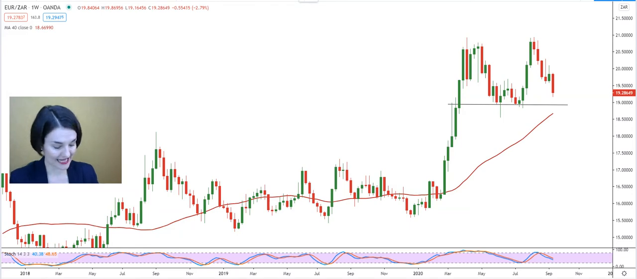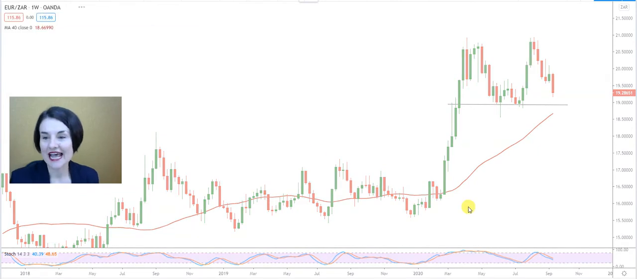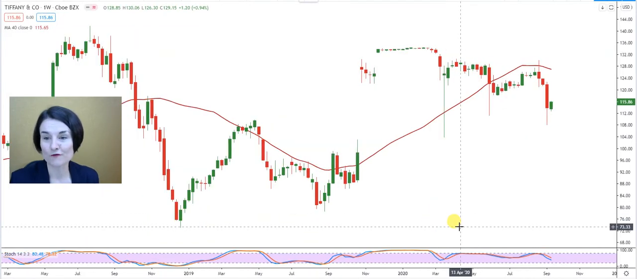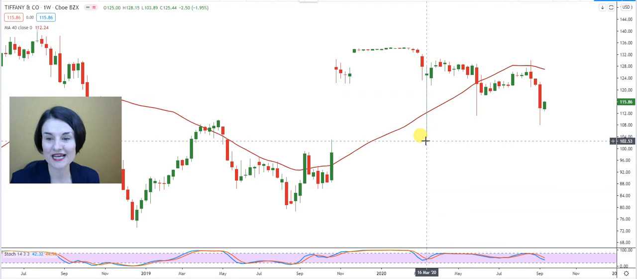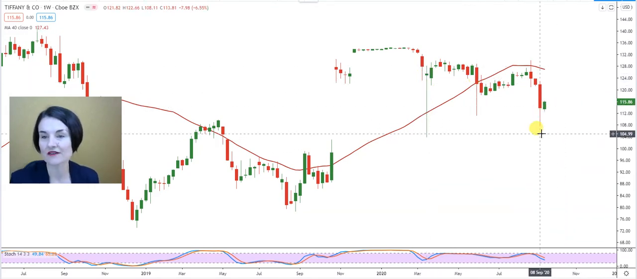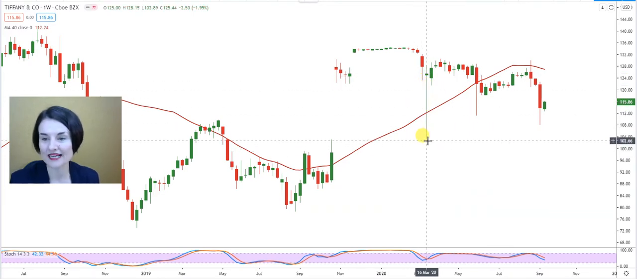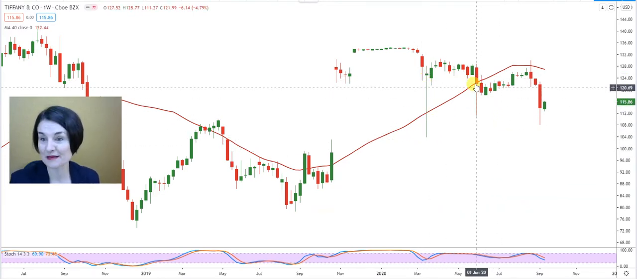Shashti wanted us to look at Tiffany's. Every woman likes beautiful diamonds, and Tiffany's is just a graph where you can see everybody, as soon as it dips, they buy it. These long tails on the candles explain exactly that. As soon as there is a pullback, somebody buys diamonds and somebody buys this share.